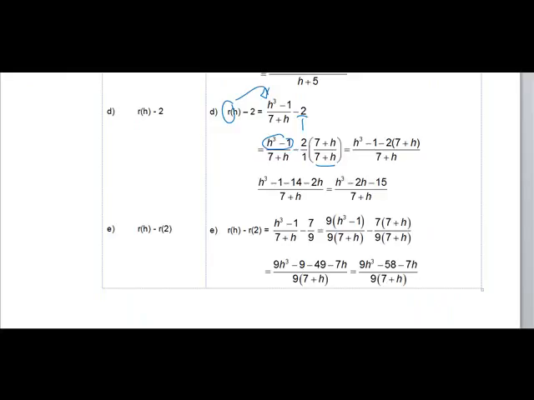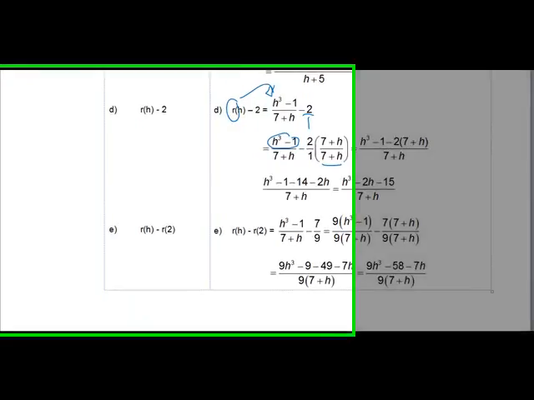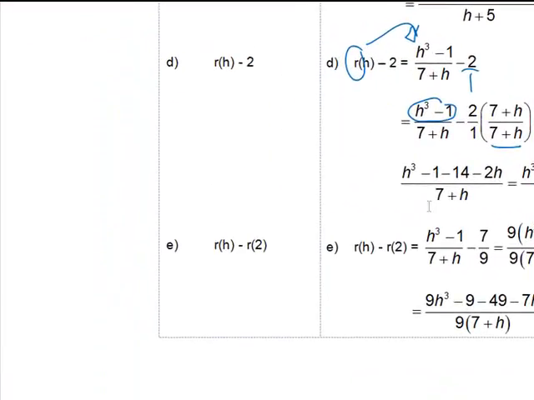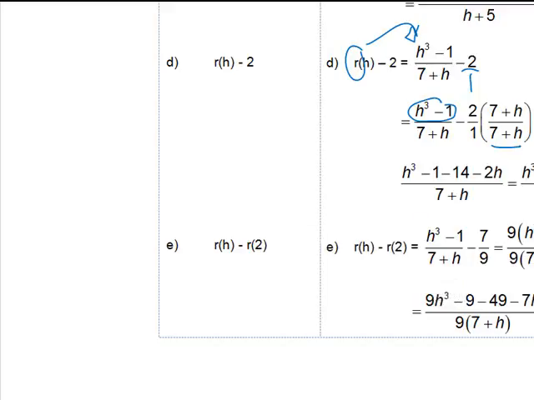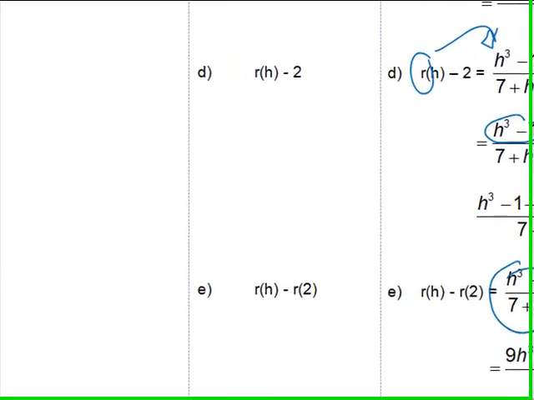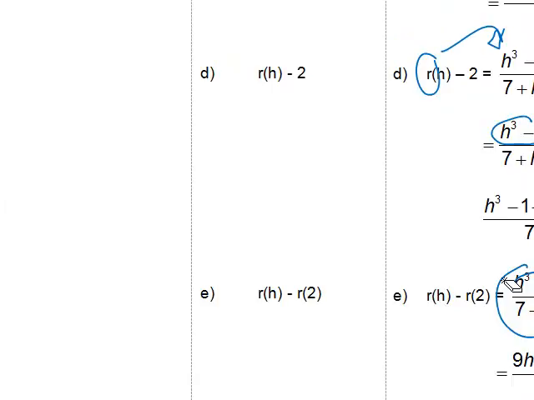The last example wants me to do r at h minus r at 2, and recall I did both r at h and r at 2 before, so I'm not going to go through that piece. So what I have here, if I want to have r at h, there's my h cubed minus 1 over 7 plus h. My r at 2 was 7/9, so I have h cubed minus 1 over 7 plus h minus 7/9. I'm going to again do the common denominator piece, because I think you can probably use a little bit of practice with that.